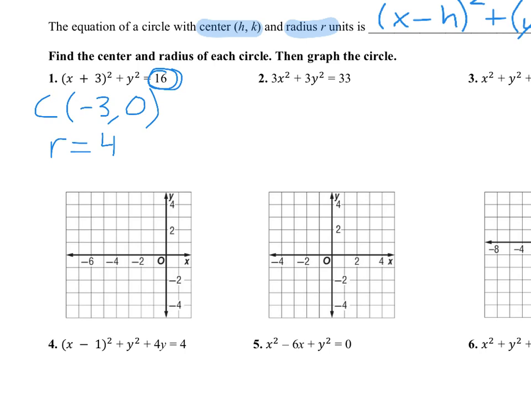Okay, and then to graph it, plot the center, which is at negative 3, 0. And because the radius is 4, I'm going to go up 4, down 4, 4 to the left, and 4 to the right. Then I'm going to draw a circle with the 4 outside points.